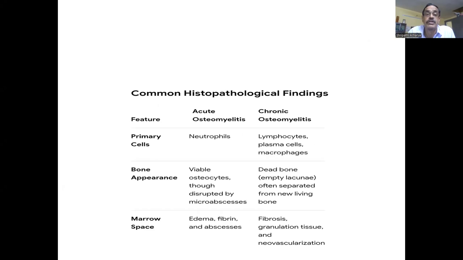The difference between acute and chronic osteomyelitis. Primary cells: in acute, neutrophils; in chronic, lymphocytes, plasma cells, and macrophages. Bone appearance: in acute, viable osteocytes though disrupted by microabscess. In chronic, dead bone, empty lacunae, often separated from new living bone. And marrow space: in acute, edema, fibrin, and abscesses. In chronic, fibrosis, granulation tissue, and neovascularization.